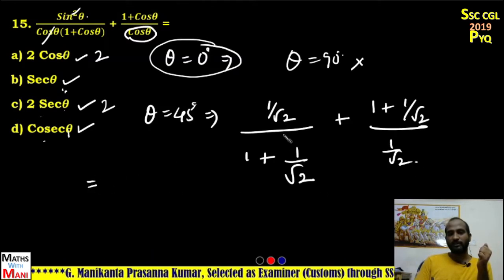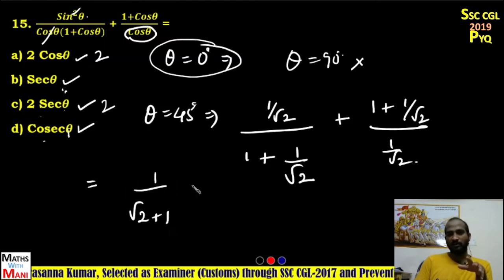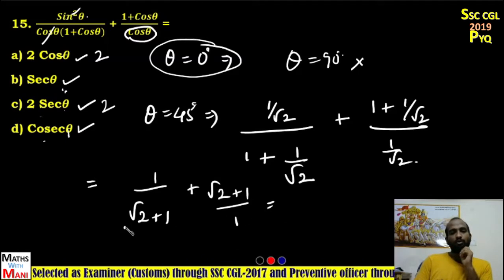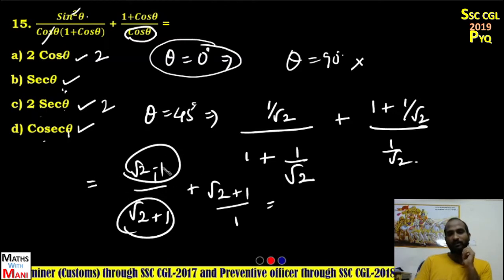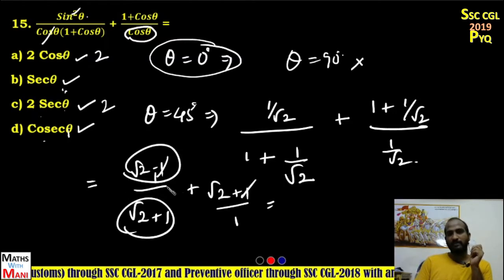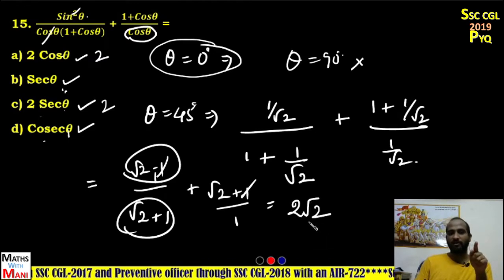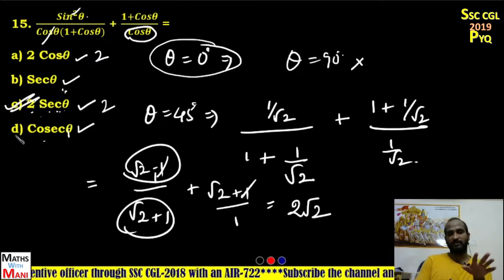So here what should be the value after taking the numerator LCM and cancellation? 1 by root 2 plus 1 plus root 2 plus 1 by 1. 1 by root 2 plus 1 can be written as root 2 minus 1. So minus 1 plus 1 cancel. Root 2 plus root 2 means 2 root 2. So when I substitute theta 45, the answer should be 2 root 2. Secant 45 is root 2, 2 into root 2. So option C is the correct answer.